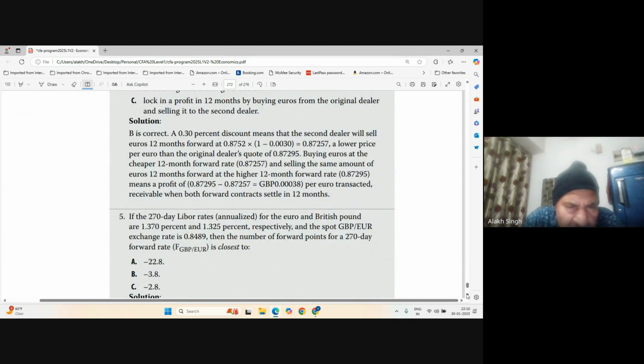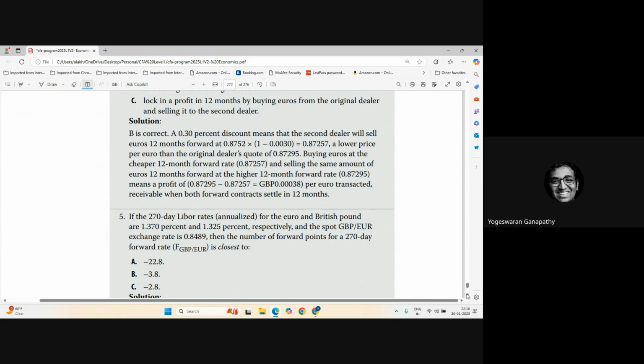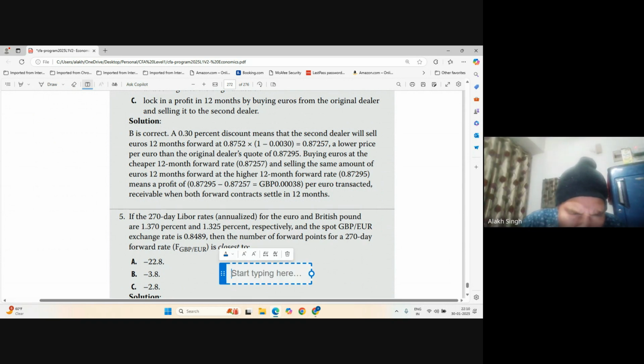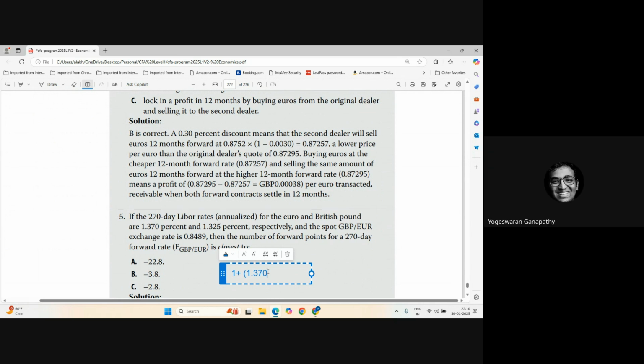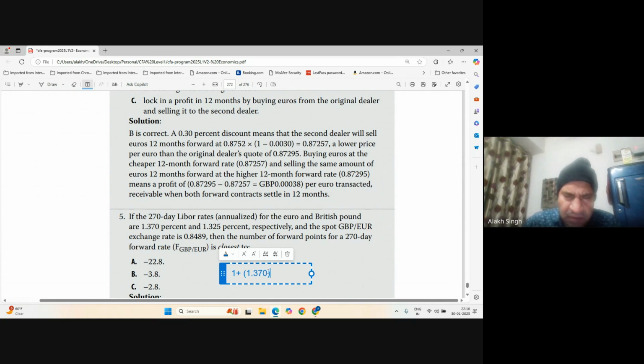Question number 5. If the 270-day LIBOR rates for the euro and British pound are 1.37 and 1.325 respectively, and the spot rate is 0.8489, the number of forward points for a 270-day forward rate is closest to... Okay, let's calculate this, we will use this formula. 1.370 for the euro: 1 plus 1.370 times 270 by 360, so 0.75.